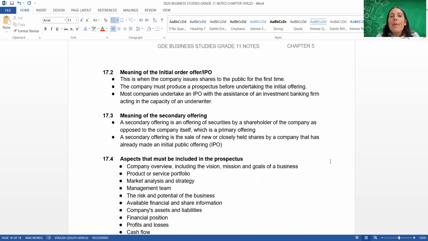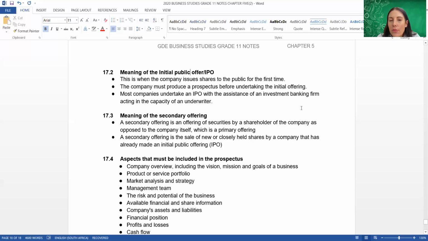Now, maybe let's just change this to initial public offer, IPO. That will make more sense. Right. Now, what happens after that? Then we get to the secondary offering.